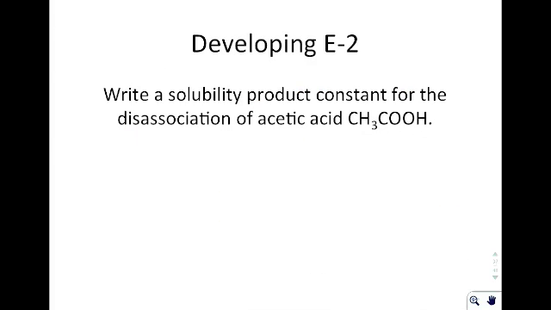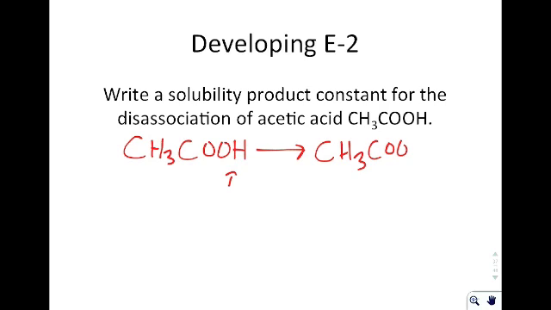Next it says write a solubility product constant for the dissociation of acetic acid. Now when we have acetic acid, this right here is acetic acid. For some reason, they always draw the H at the end for acetic acid. It's more of an organic chemistry sort of function than anything. Basically, what you have is it breaks into CH3COO minus plus H plus.